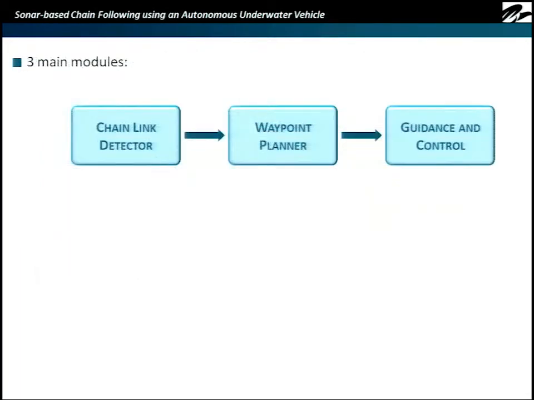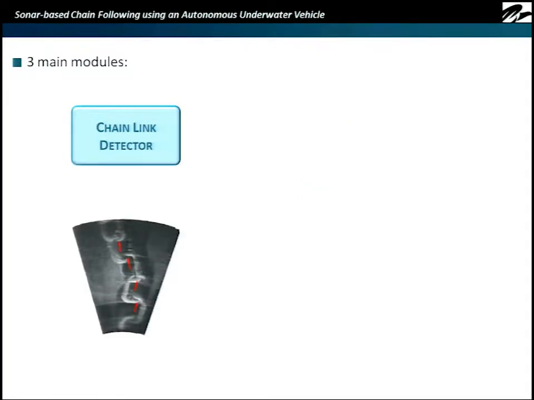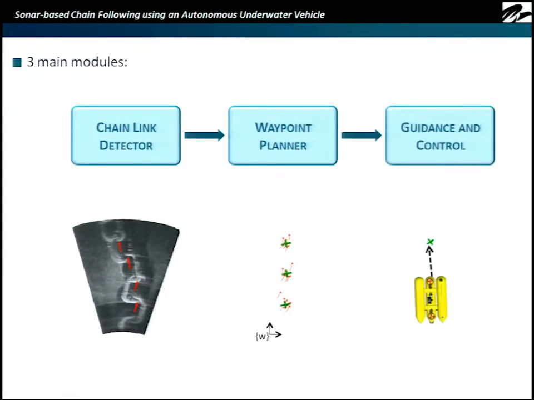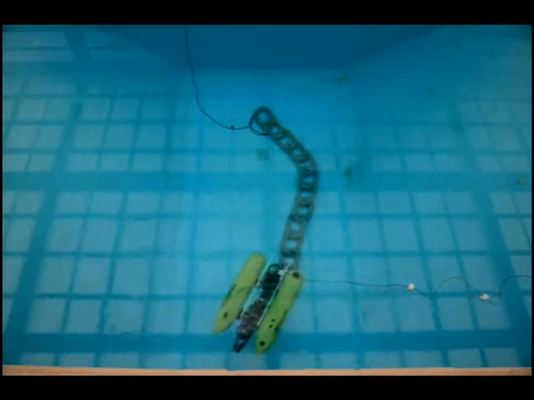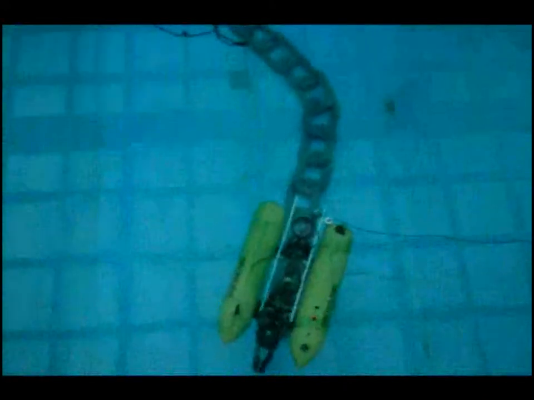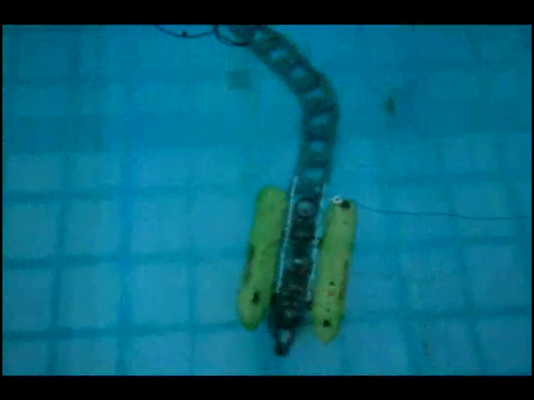So our system is basically composed of 3 main modules. The first is the chain link detector, which is in charge of detecting the different links on the challenging forward-looking sonar images. Then these detections are clustered in waypoints through a planner, and the control module is in charge of guiding the vehicle through these waypoints. So here we can see a simple example that we perform in our water tank using a mock-up of a chain, in this case deployed horizontally.